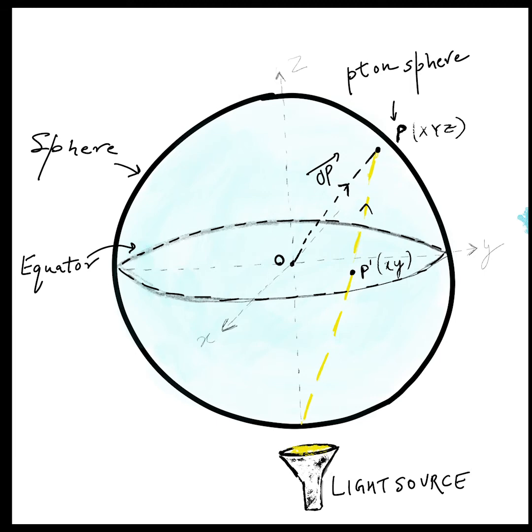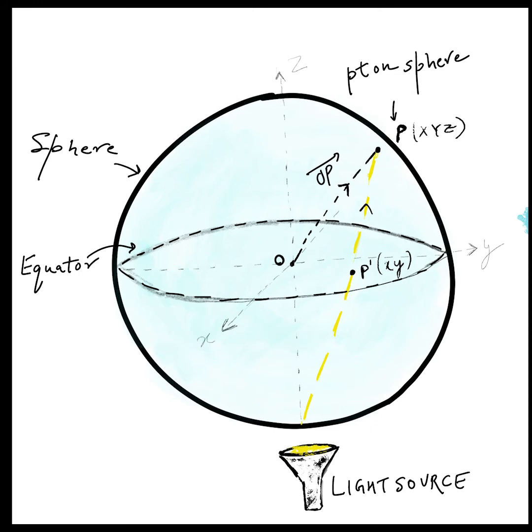Now let's get into how we draw a stereographic projection. On your screen you see a blue colored circle. Imagine that to be a three-dimensional sphere. OP vector is the vector we are interested in and we want to find its location on the equator. In order to do that, imagine a light source at the negative z point. Now consider a light ray going from the light source to the P point of the OP vector.